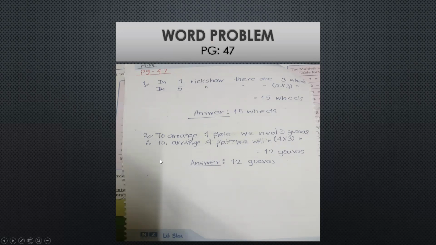Number 2: 3 guavas can be arranged on a plate. How many guavas are needed to arrange 4 plates? The number of plates is given, and you have to find the number of guavas. So we place the guavas on the right hand and the plates on the left hand. To arrange one plate we need 3 guavas, so to arrange 4 plates we need 4 into 3 equals 12 guavas. It's really easy, but you have to be careful when you understand it or write it.